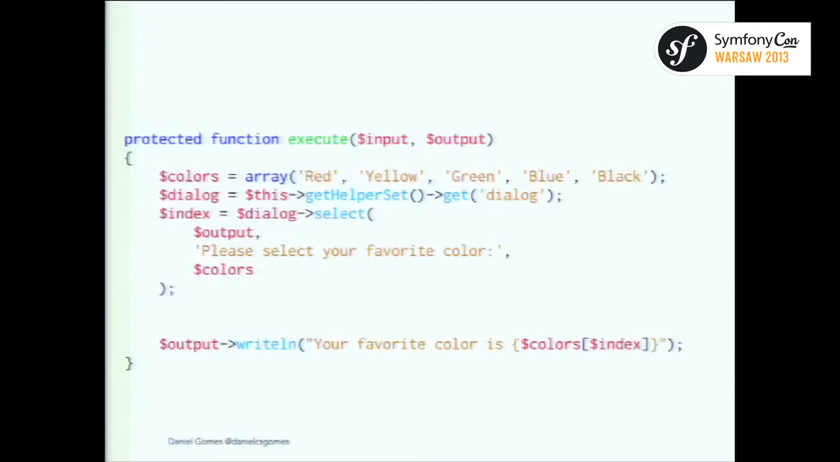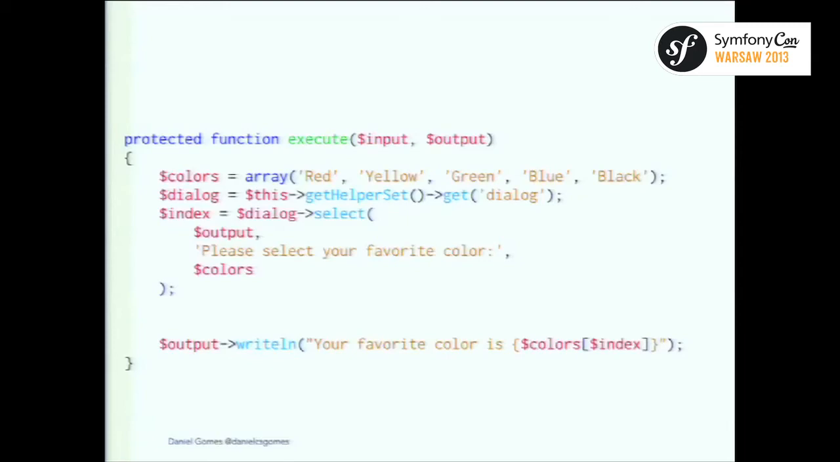So let's see an example of the select. It's very useful. I really love it. So basically, you set up the array on the first line. You get the dialog on the second one. You pass the output to the select, pass the question, and pass the array as the third argument. And then you just output your output for the user.